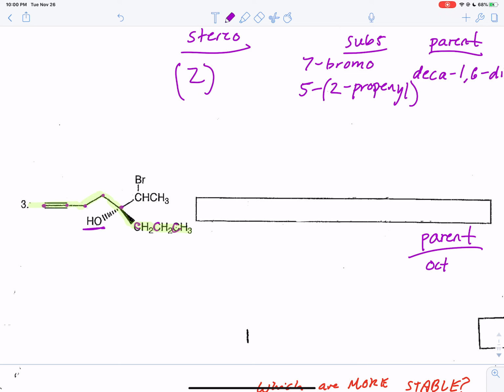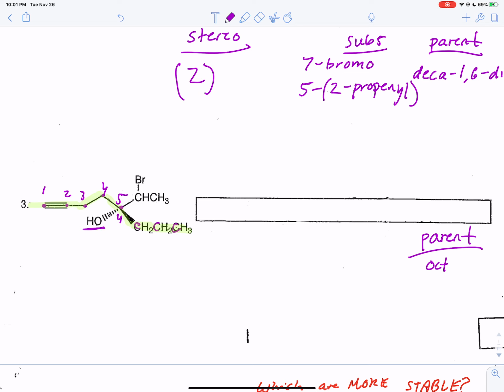So if we were to start from the right, we would have 1, 2, 3, 4. Alcohol would be coming from the 4th carbon, right? If we numbered it from left to right, let's see what we get. 1, 2, 3, 4, 5. Do you guys see that numbering it from right to left gives the alcohol the lowest number?